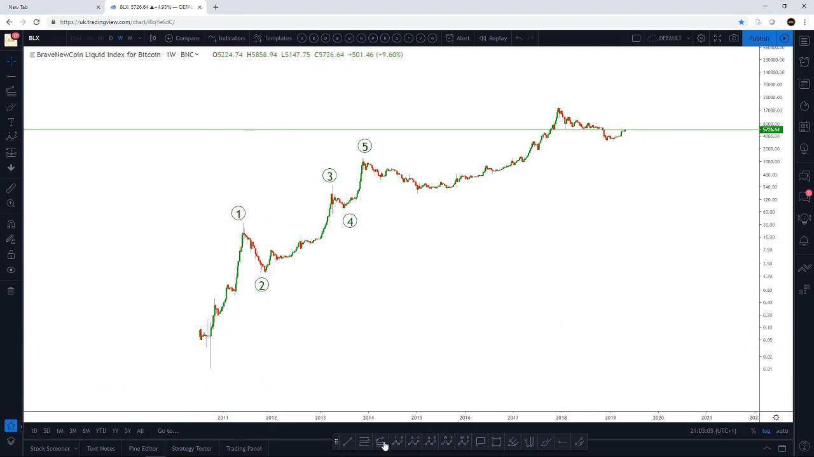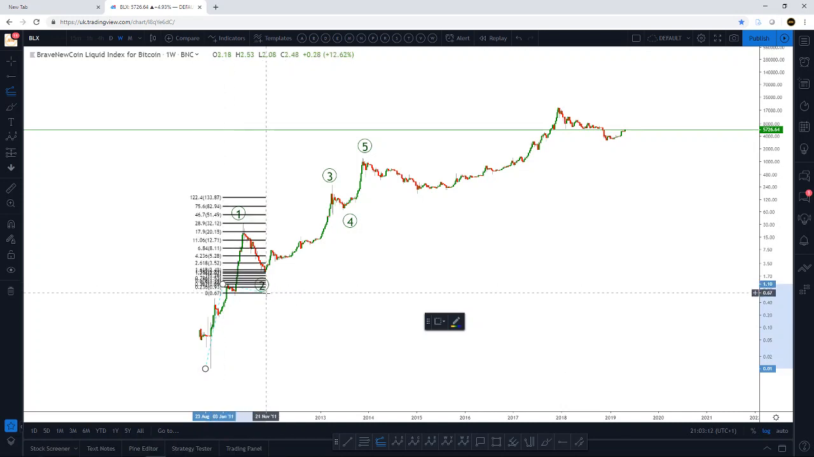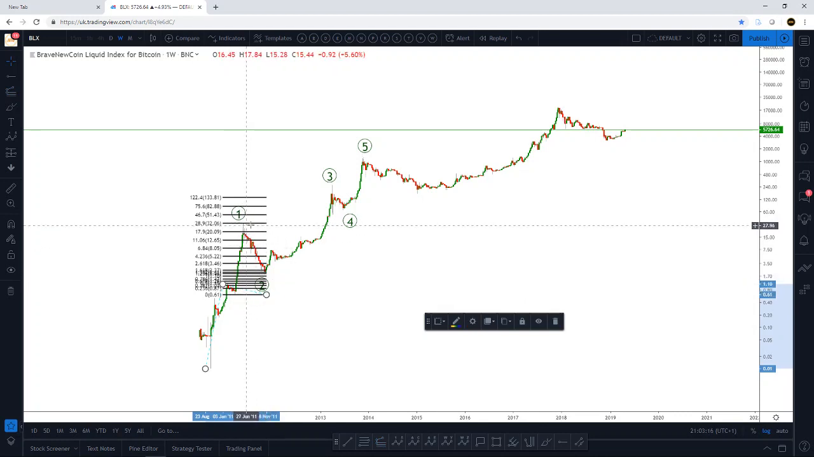Now, if we do waves 0 to 3, and extend that from where wave 4 finished, we're coming up to the 28.9. Now this is a Fibonacci relationship, okay?